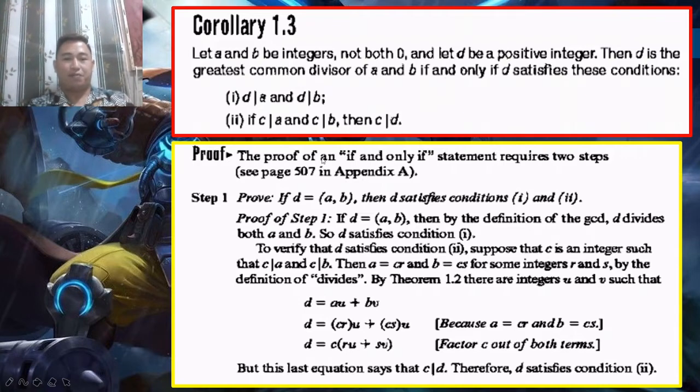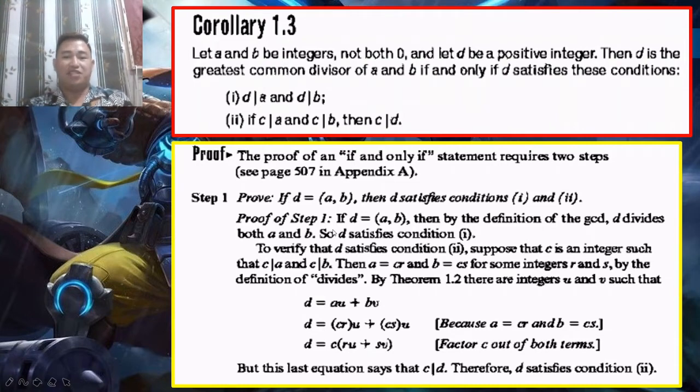Okay, proof. The proof of an if and only if statement requires 2 steps. So, step 1. Assume that D is the GCD of A and B, and we prove these two. If D is the GCD of A, B, written with parentheses, then D satisfies 1 and 2.